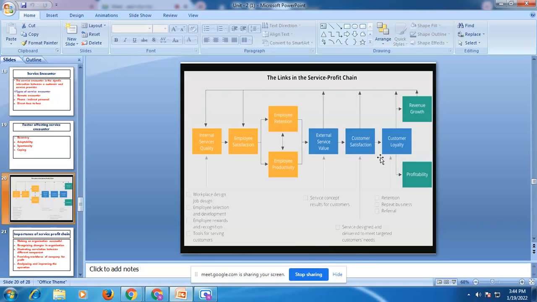In that link, if employees are not satisfied with their job or the management, they may leave the organization. The turnover rate of such employees is three times higher than that of satisfied employees. Then the link between internal quality and employee satisfaction. Here, the internal quality of an organization determines employee satisfaction.